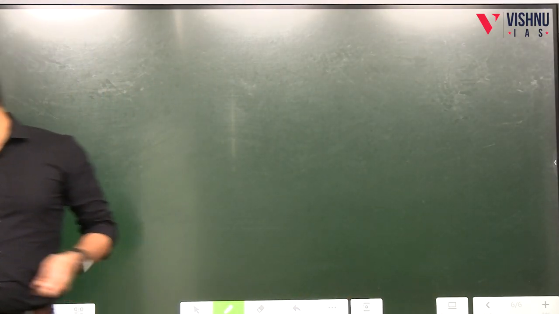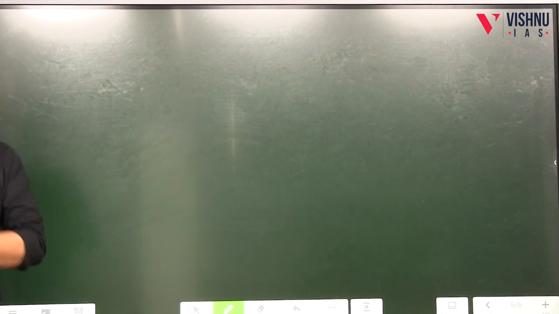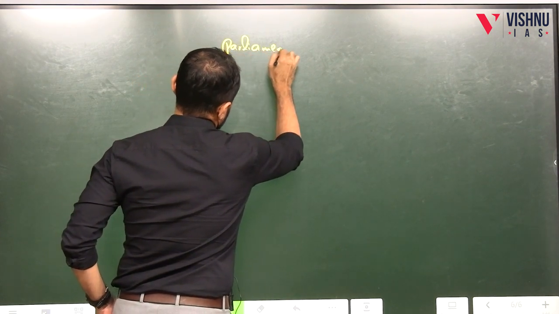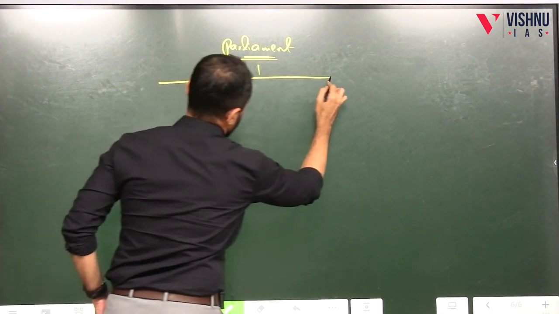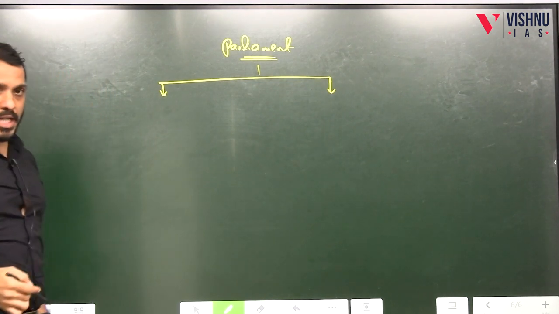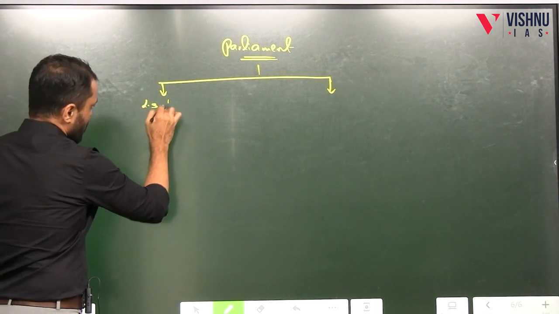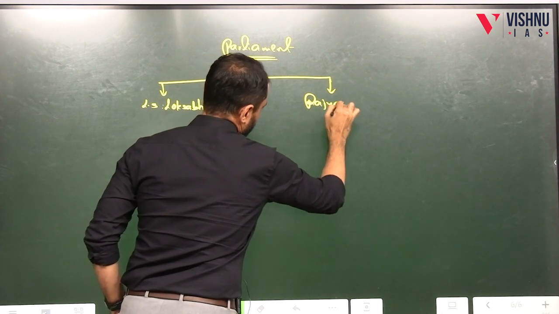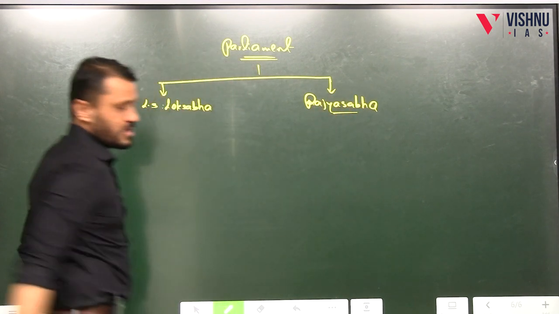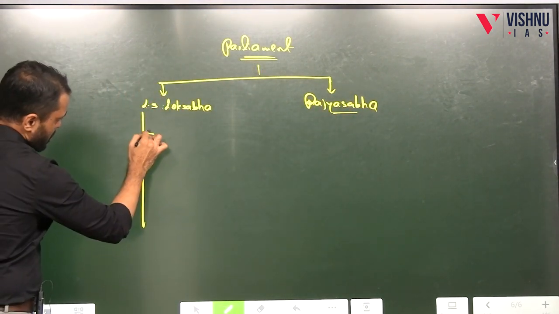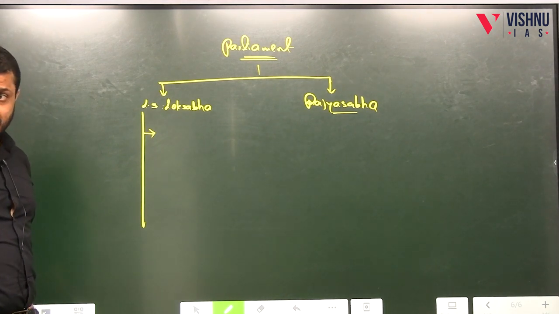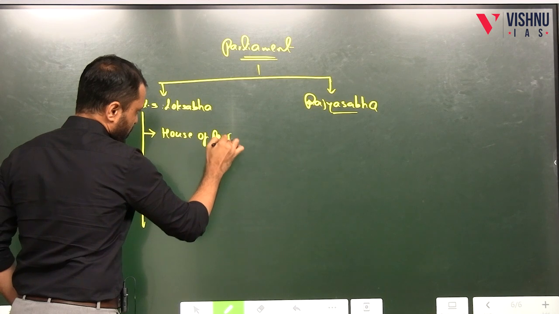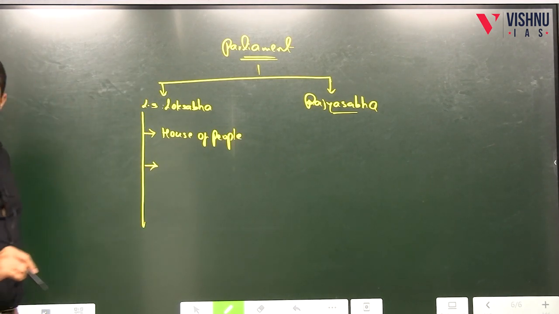Next. Now we will try to understand some common names of both Lok Sabha as well as Rajya Sabha. Parliament. Indian Parliament is always bicameral in nature. In this bicameral nature, one is Lok Sabha, the other one is the Rajya Sabha. Some common names we use for Lok Sabha. Lok Sabha members are directly elected by the people. So, can we call Lok Sabha as House of People? Yes. House of People. This is the first name.